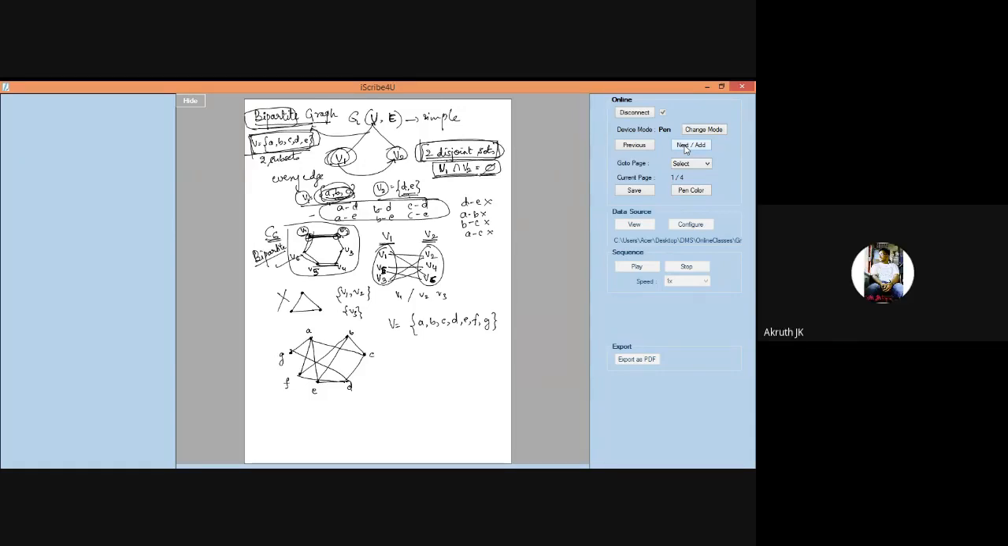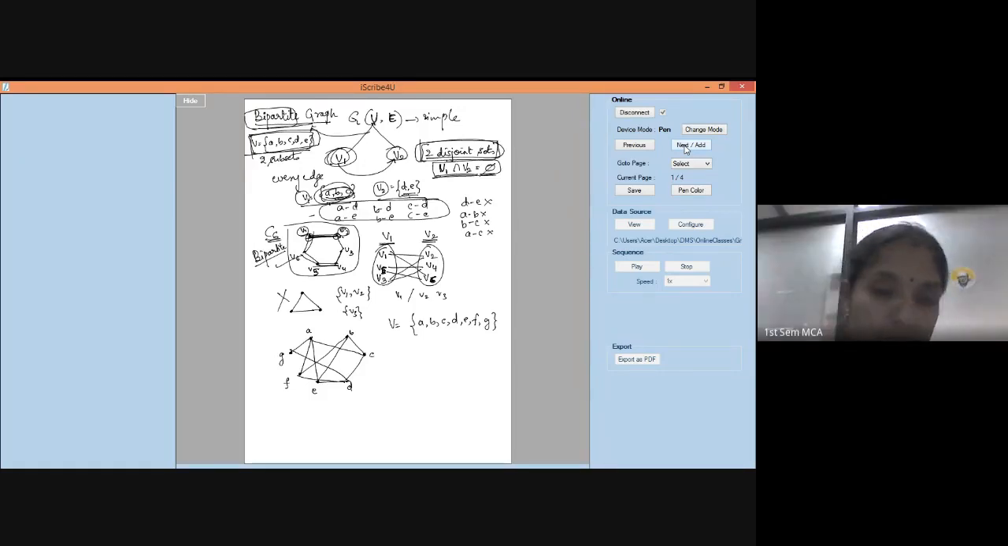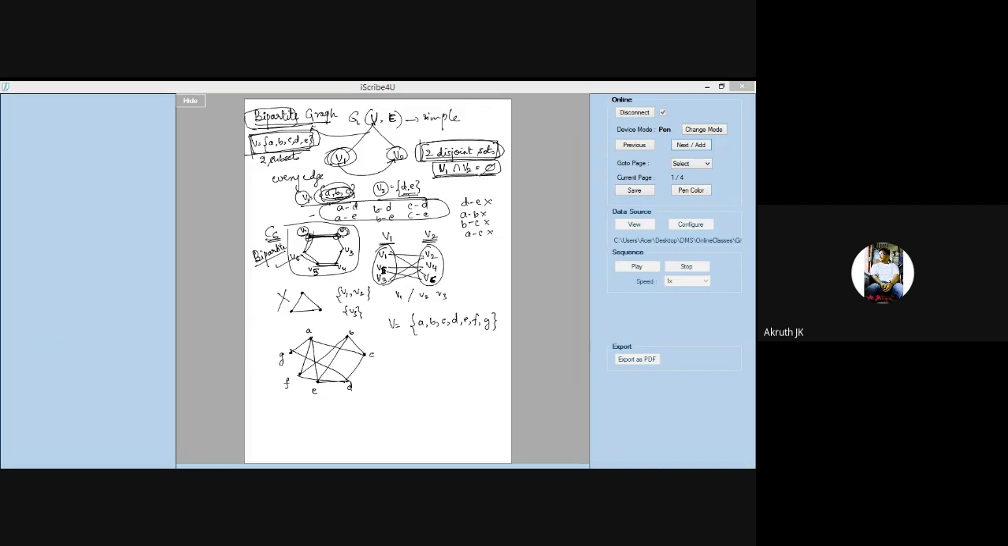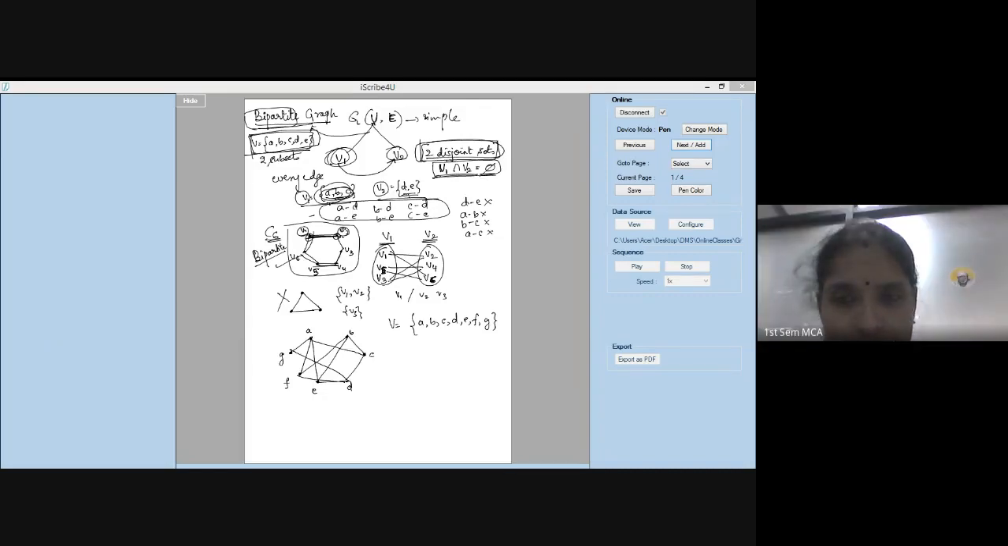No, ma'am, we cannot divide. Is this graph such that every edge is from one subset to another subset? Can we do that? I want answers from all of you. No, ma'am, it cannot be divided. Why can't you divide?